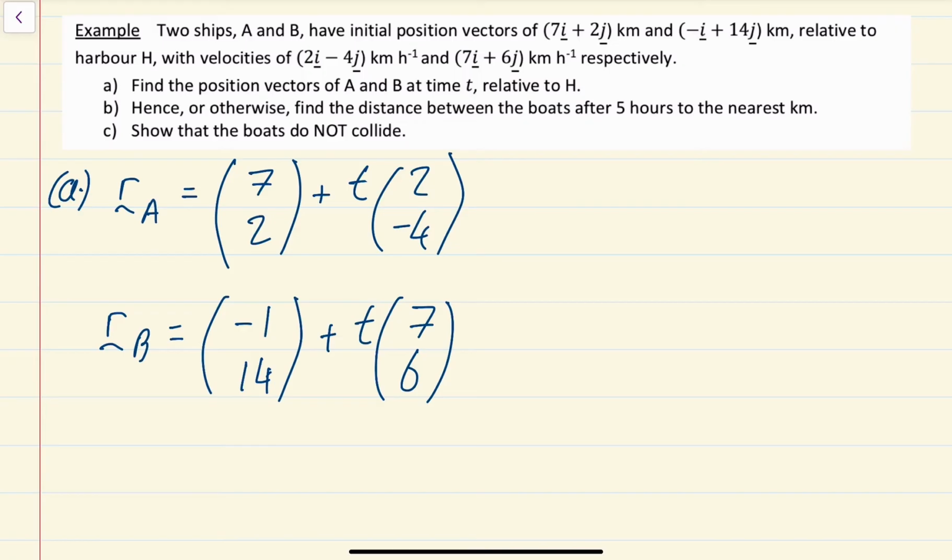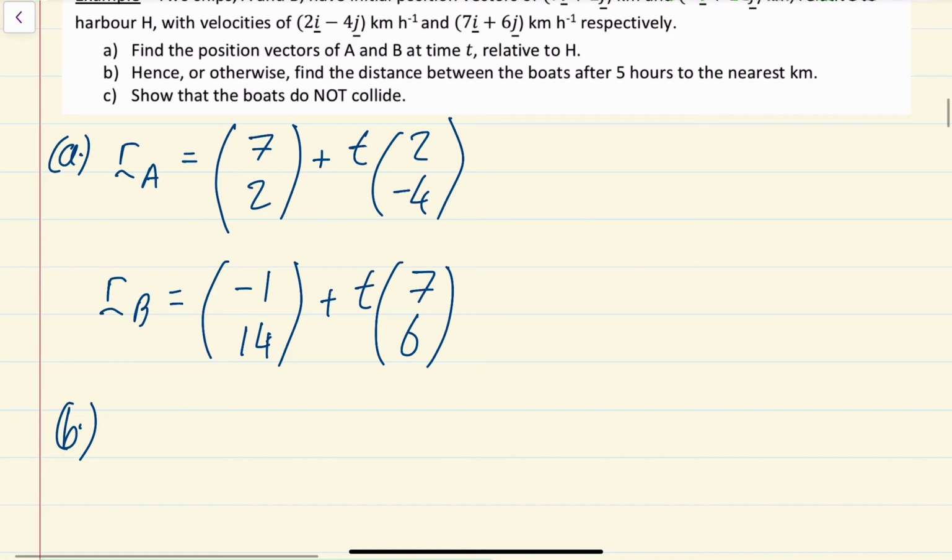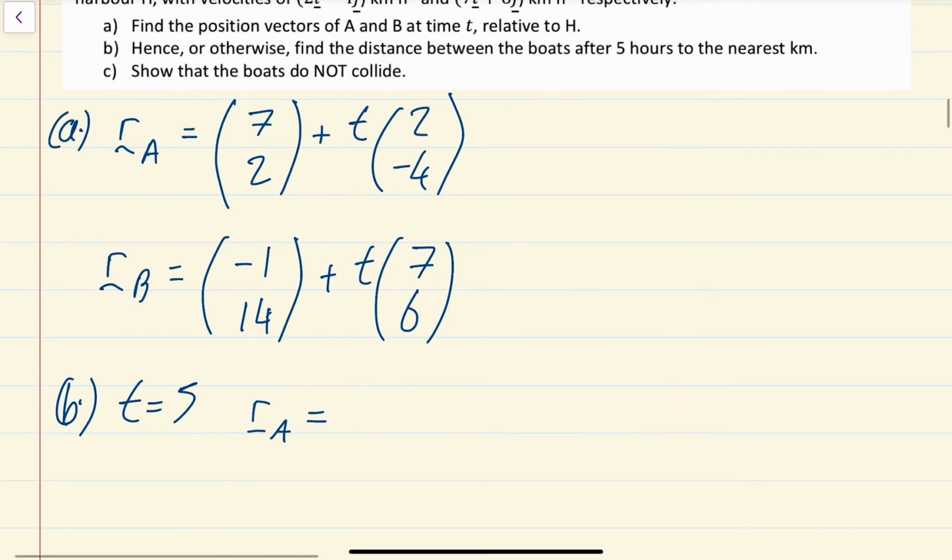That's the first bit done. It says, hence or otherwise find the distance between the boats after 5 hours. So what we want to do for part 2 is let t equal 5. So put t equal to 5 and then find out where A is, and then put t equal to 5 and find out where B is. So we're just putting t equal to 5 into these two equations above.